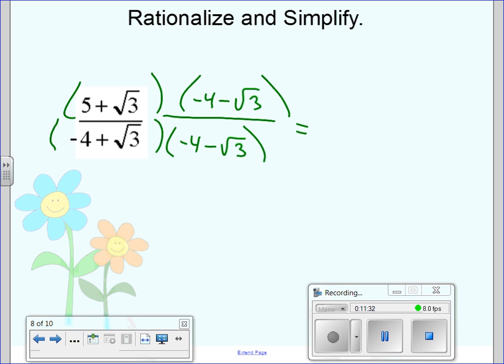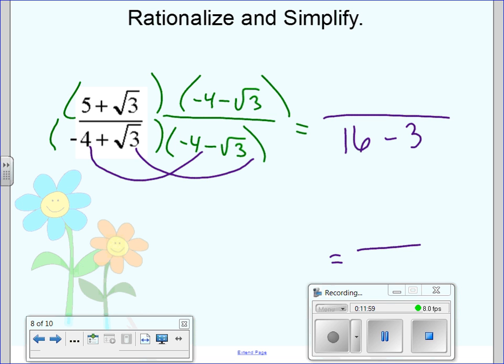Alright, let's start on the bottom. Since the bottom are conjugates, we get to do the abbreviated FOIL. So this whole abbreviated FOIL thing we can only use when we're doing it with conjugates. -4 times -4 is +16. And positive rad 3 with negative rad 3 is negative radical 9. And of course, the square root of 9 equals 3. And then 16 minus 3 equals 13. So I think 13 is my final denominator.